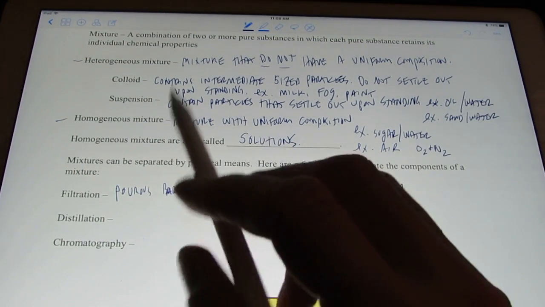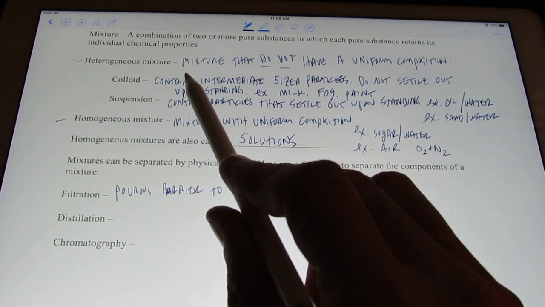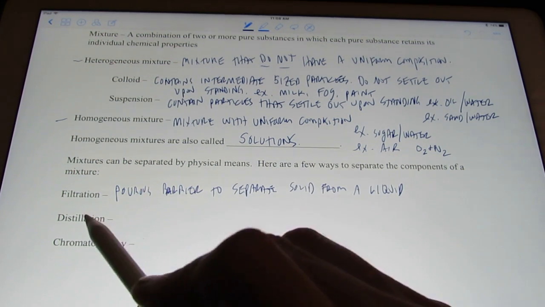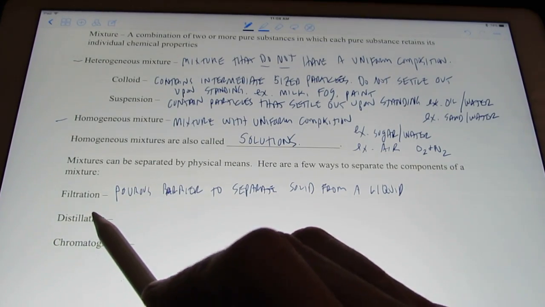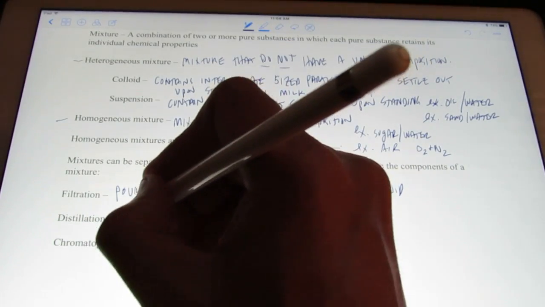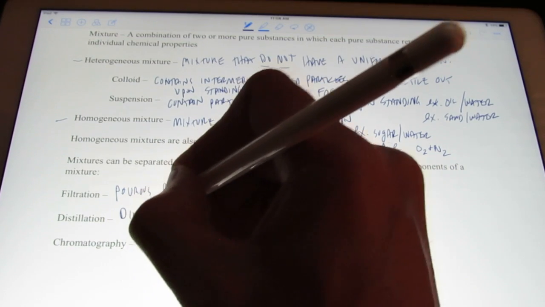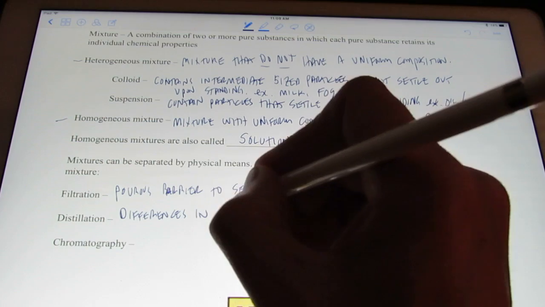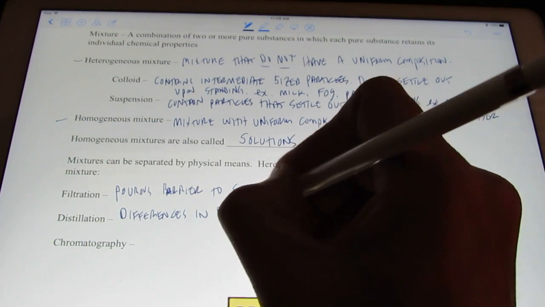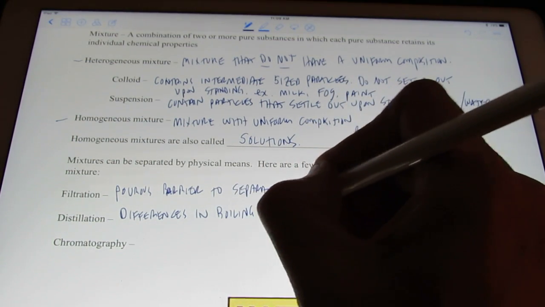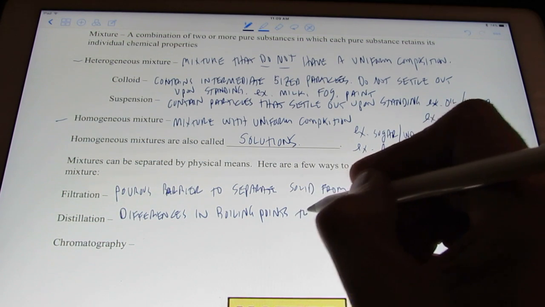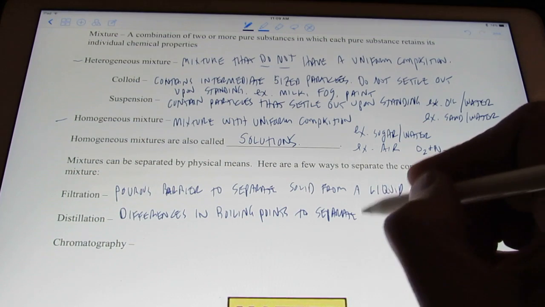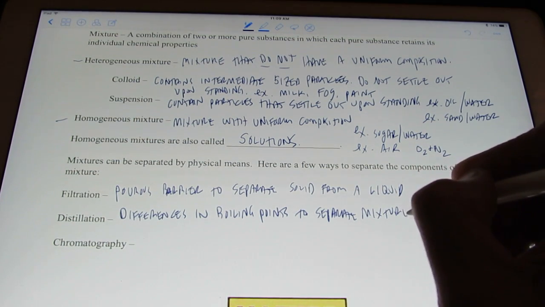Now, what about something like a homogeneous mixture or a colloid? How could we separate those by a physical means? Well, we could use distillation. Now, distillation uses differences in boiling points to separate mixtures.